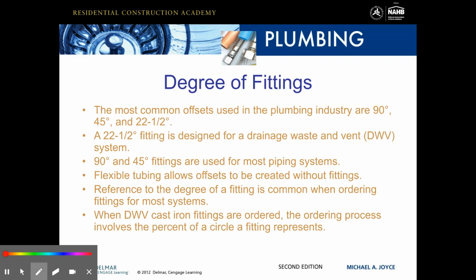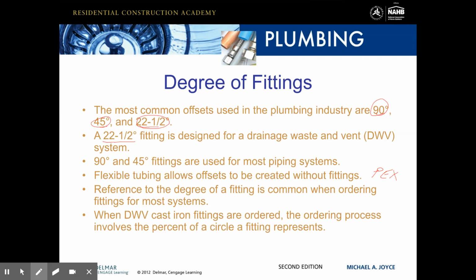So we'll go over some of the most common offsets that you'll see in plumbing. And you can see here it's 90, 45, and a 22.5. Keep in mind that a 22.5 degree fitting is designed for DWV system only. 90 and 45 degree fittings are used for most piping systems. Flexible tubing allows offsets to be created without fittings, so this would be like our PEX.